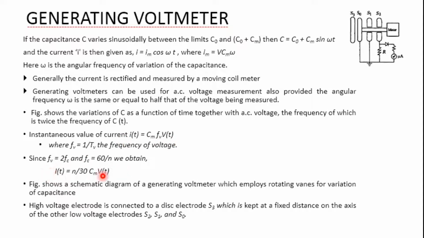This is the schematic diagram of a generating voltmeter which employs vanes for the variation of the capacitance. You can see here the high voltage electrode S3, and S0, S1 and S2. S3 is kept at a fixed distance on the axis of the other low voltage electrode compared to S2, S1 and S0.